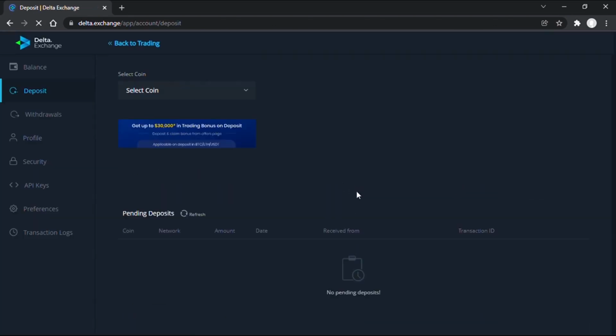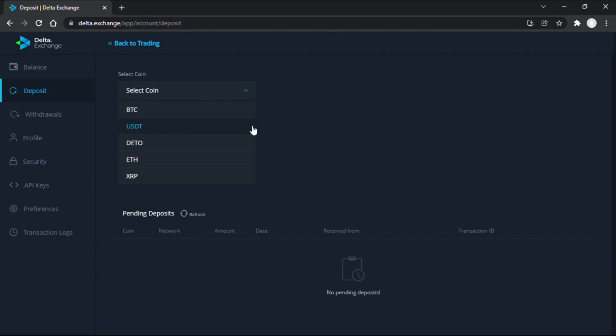You cannot directly deposit money to Delta Exchange, so you should have an account with another exchange like Forex, Binance, Huobi, Vault, any other exchange. There you have to buy USDT. For example, if I am having Forex or Binance or Vault, I will go there and I will buy USDT. From there I have to transfer USDT here.